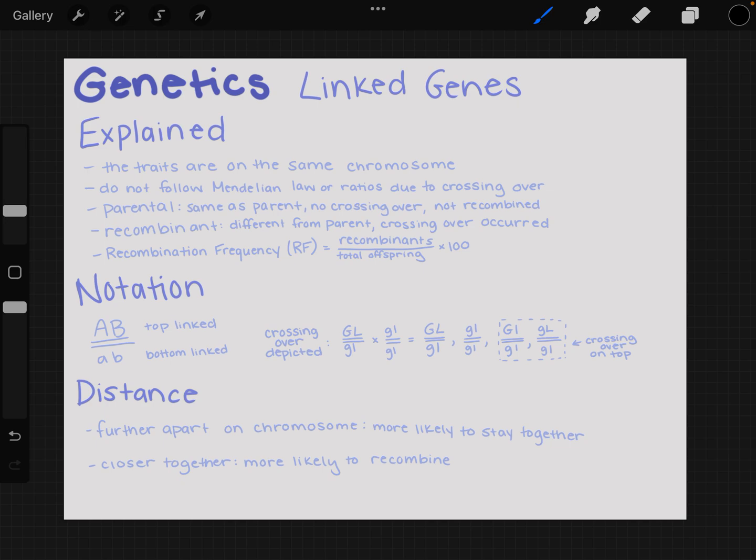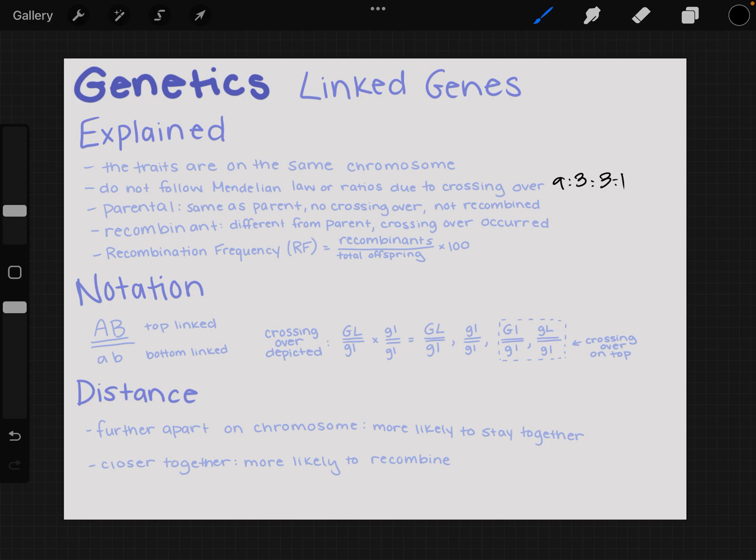They're not going to follow Mendelian law. Mendel did not discover these. They don't follow his ratios, his 9-3-3-1 ratio, which just memorize that, please. They're not going to follow that 9-3-3-1 ratio anymore.